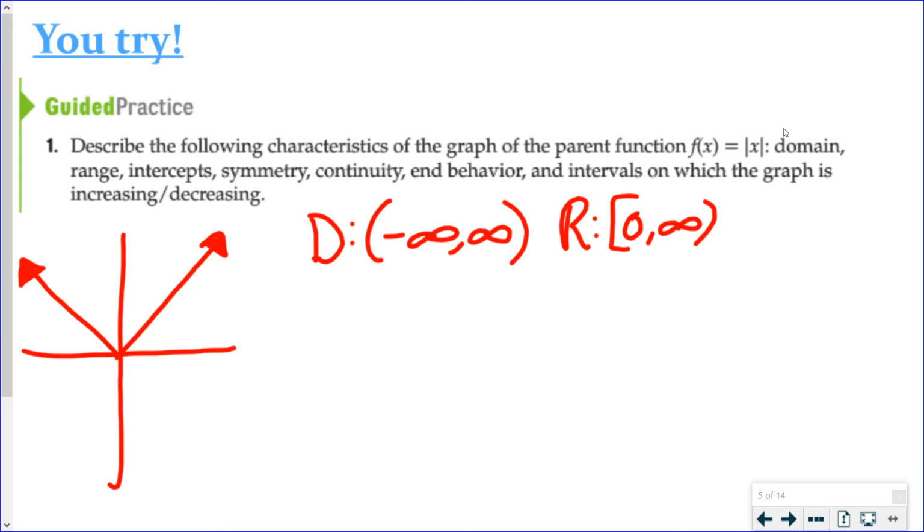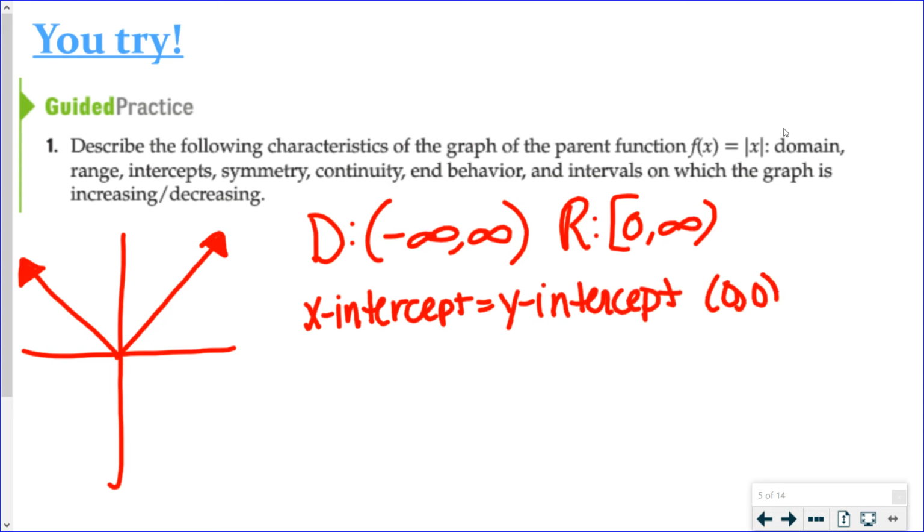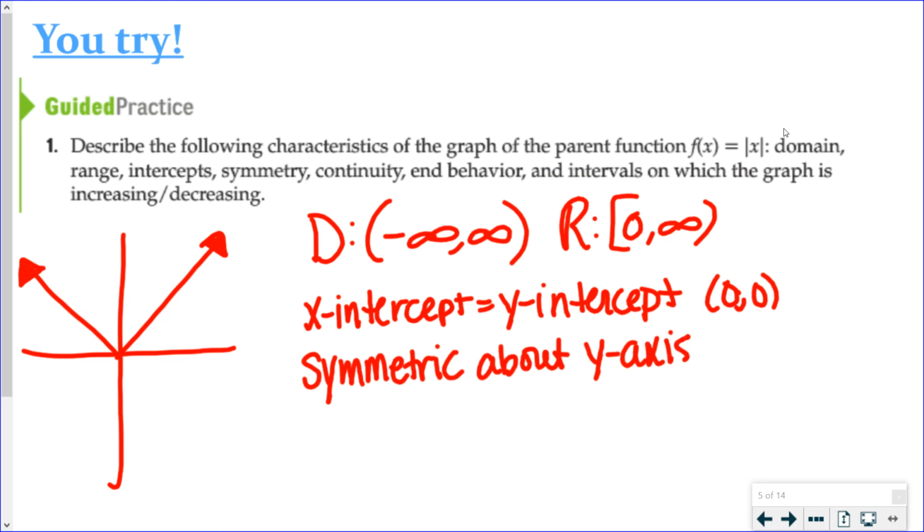Intercepts, just like the last one, our x-intercept is equal to our y-intercept, and that is 1 point. That point is at 0, 0. For this one, we do have symmetry. We are symmetric about which axis, guys? Hopefully said symmetric about the y-axis. So this portion here is a mirror of this portion across the y-axis.